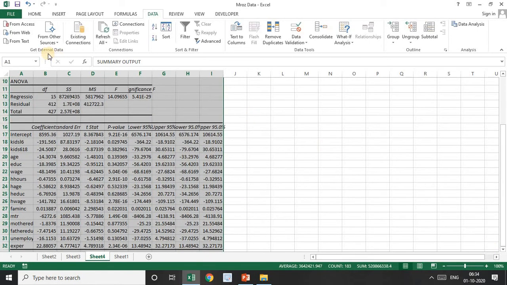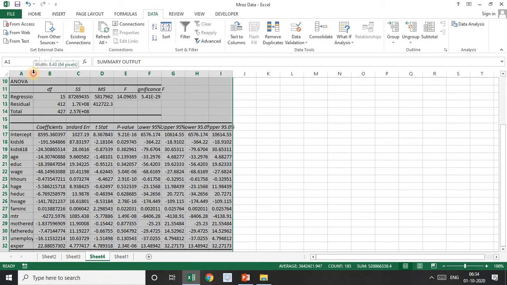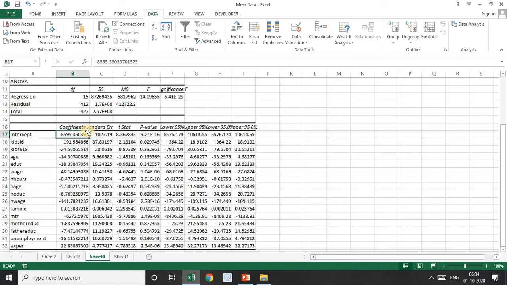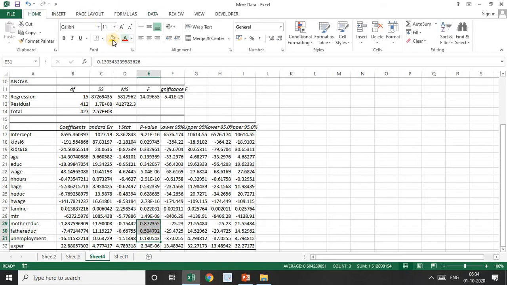Now look at what is happening to this model. I am getting very huge coefficients, but many coefficients are not significant. This is not significant, this is not significant, these are not significant, then this is not significant, then this is not significant.